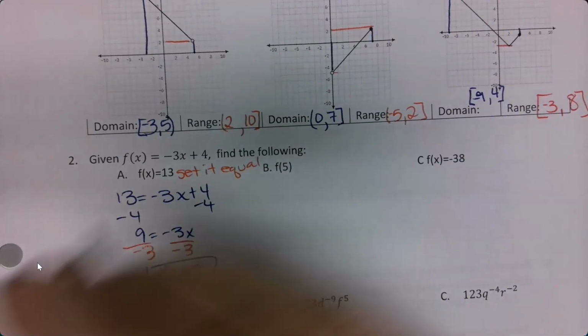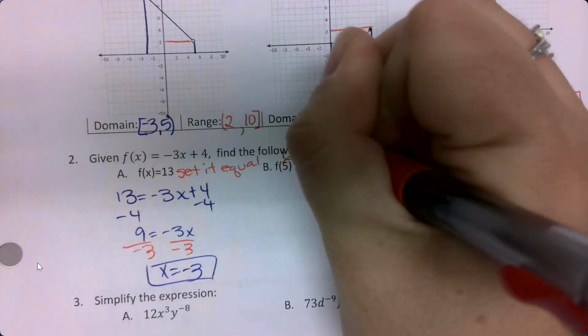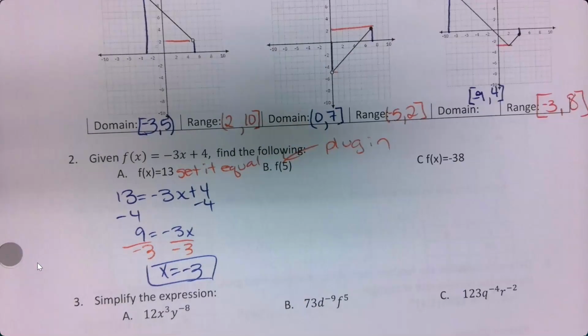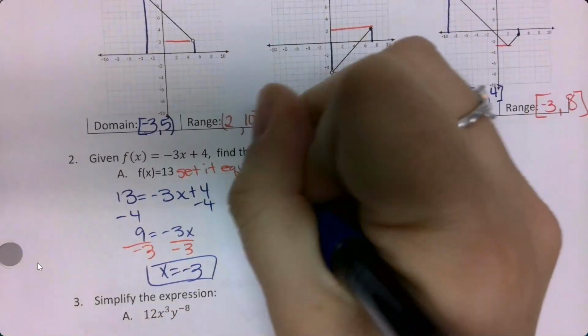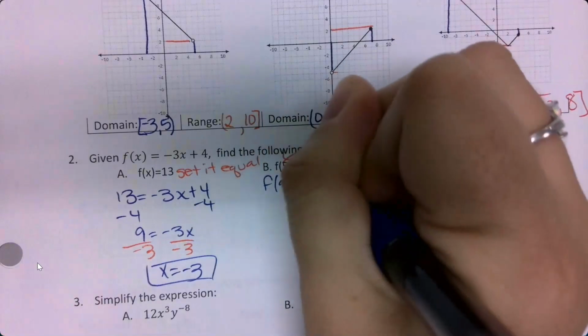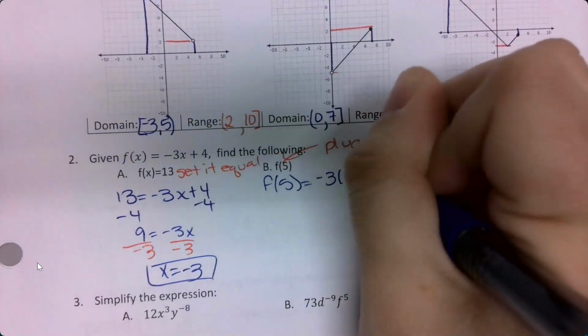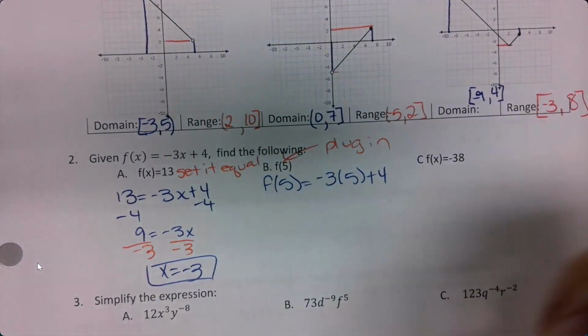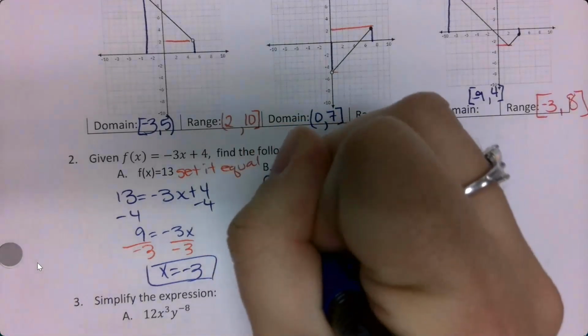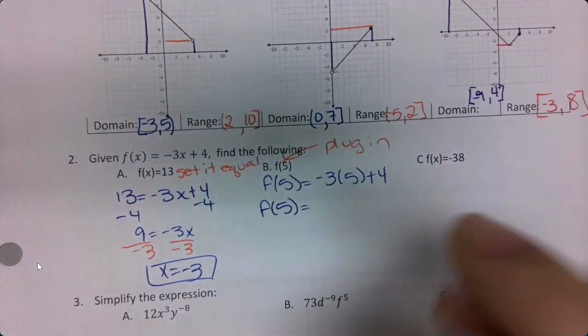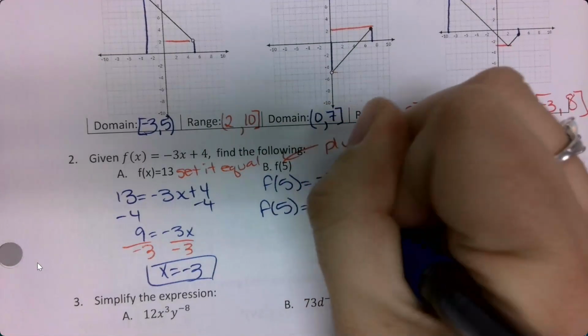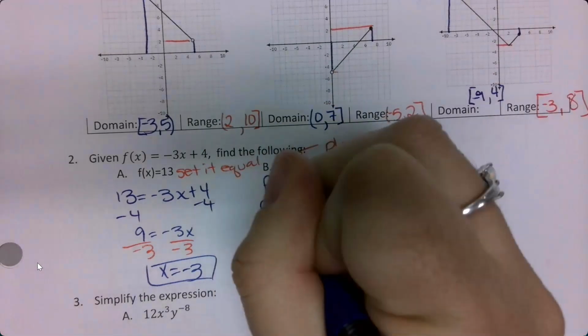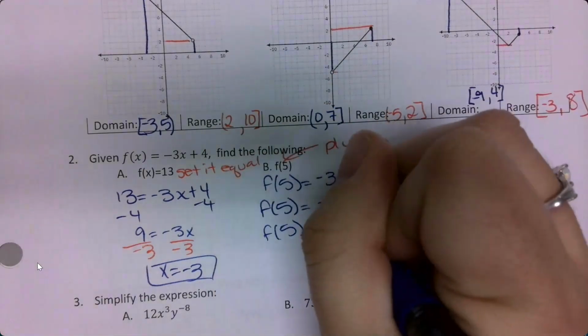In parentheses means plug it in. So this one I'm going to be plugging in 5. So I'm going to have f of 5 equals -3 times 5 plus 4. Then I just want to focus on my right side of the equation. The left side is just reminding me what I plugged in. -3 times 5 is -15 plus 4. And then -15 plus 4 is -11.